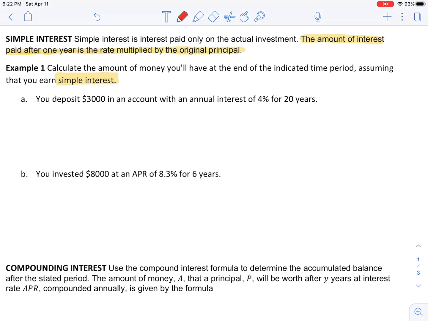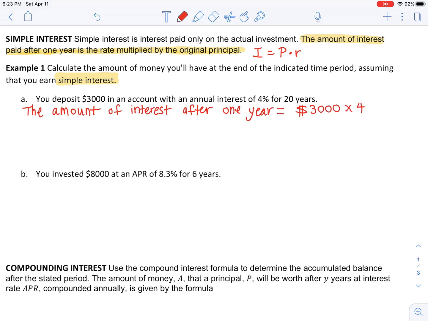So let's take a look. You deposit $3,000 in an account with an annual interest rate of 4% for 20 years. So let's find the amount of interest first. The amount of interest after 1 year is simply going to be interest equals principal times the rate, or APR. The original investment amount is how much? 3,000, right? We're multiplying this by the 4%.